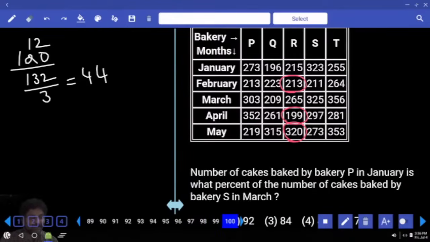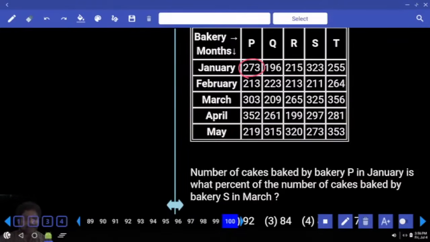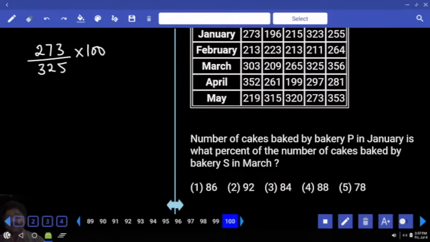Number of cakes baked by bakery P in January. P in January 273 is what percent of number of cakes baked by S in March? 273 divided by 325 into 100. Correct? Okay. Look at options. Close by 80, 90.